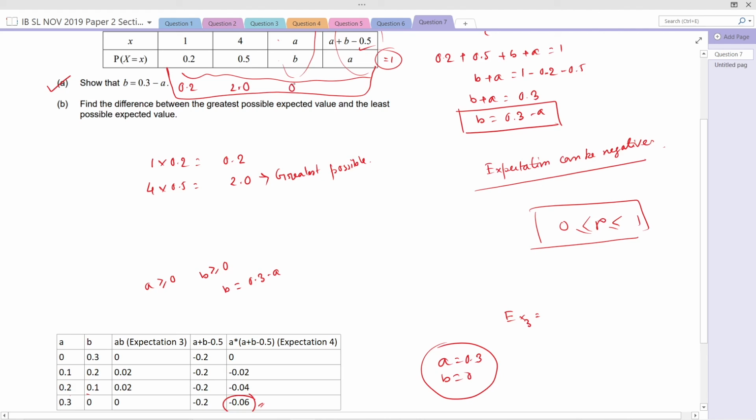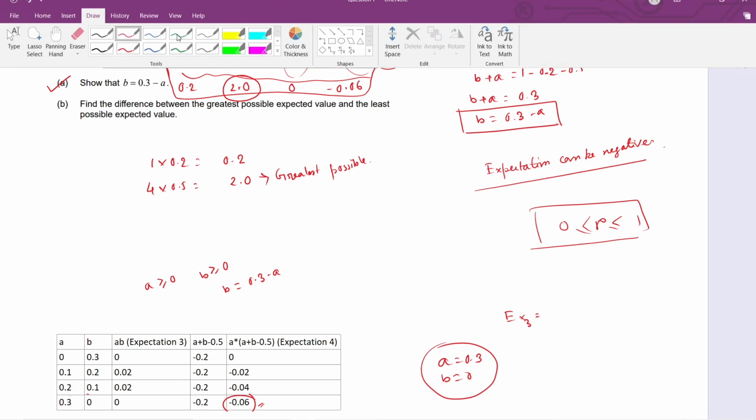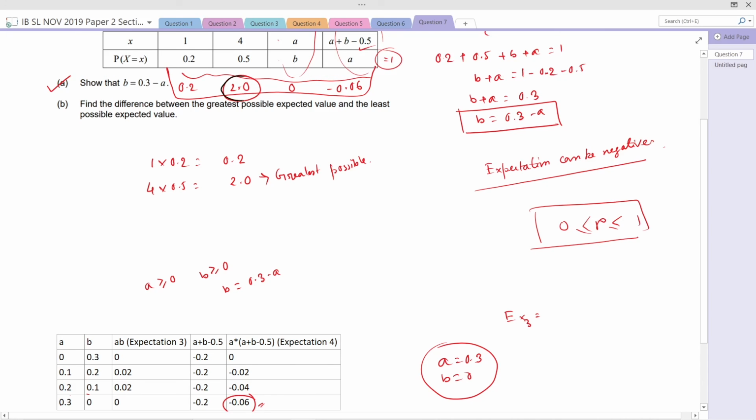This is the greatest possible expected value and this is the least possible expected value. So here I have to find the difference between the greatest possible expected value and the least possible expected value. The difference is 2.0 minus (minus 0.06), so it is 2.0 plus 0.06, so 2.06. This is the difference between the greatest possible expected value and the least possible expected value.